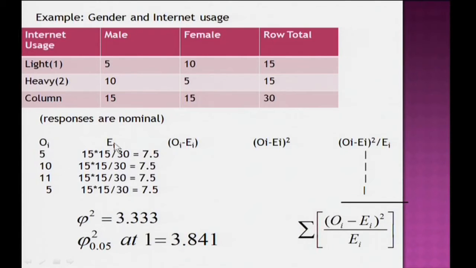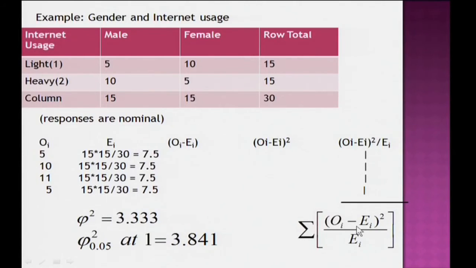Once the EI is available, you can then calculate OI minus EI, (OI minus EI) whole square, and (OI minus EI) whole square by EI. All those can be calculated, and then take their summation here. This is your chi-square test statistic. Observed data, expected data, their difference, their square, and the square of the difference divided by EI.